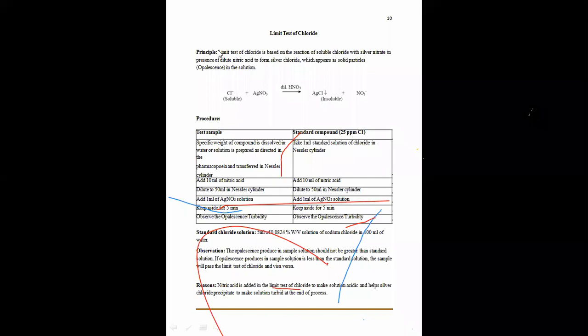We are going to report the results in this way, that is, the limit test result of the given unknown sample.